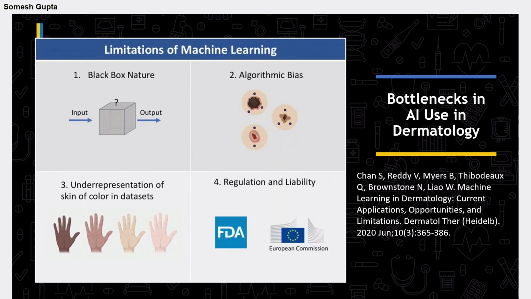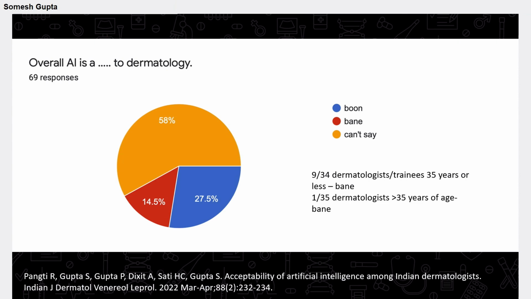So in the interest of time, I just want to show how much anxiety there is among young dermatologists, particularly in India. Most often we expect that young dermatologists accept technology and are more welcoming to it. But what is happening here? 9 out of 34 dermatologists or trainees aged 35 years or less considered AI harmful for them. And only 1 out of 35 dermatologists older than 35 years considered AI a harmful thing for their practice.